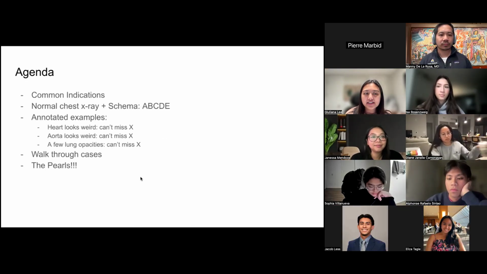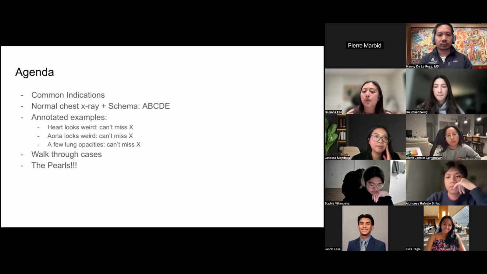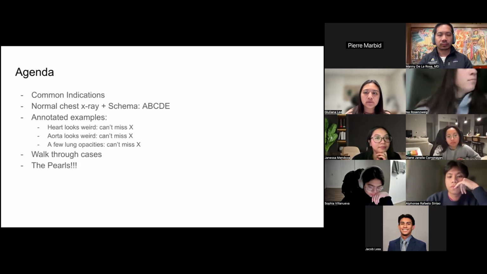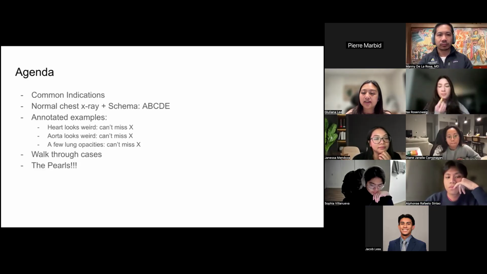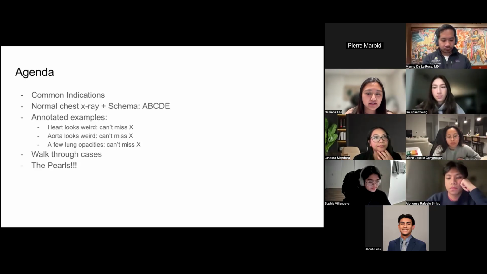So our agenda today, we're going to go over some common indications to get a chest X-ray. We'll go over what a normal chest X-ray looks like, as well as an approach to reading one. From there, we'll go through some annotated examples together, where I'd love everybody's participation to call out and point out things that look abnormal to folks, which are our walkthrough cases, and then we'll wrap up with some pearls at the end. So I'll hand it off to Jacob.